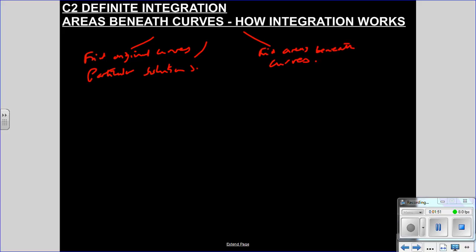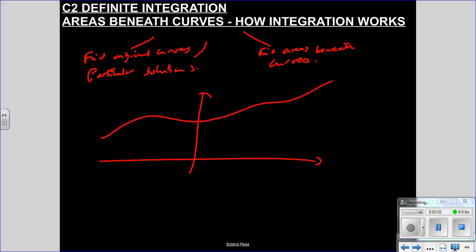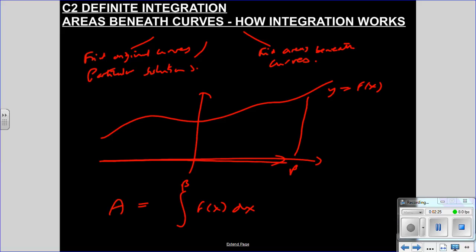Now, we talked in class about the proofs behind this, so we're not going to do the proofs again, but I'm going to make it clear what's happening for integration. Integration, if you have a curve like this, right? So this is y equals f of x. If you integrate, so the area is the integral of f of x dx, which we talked about, but we need limits in there, okay? So let's say this limit was beta. Beta, the rightmost limit, goes on the top.